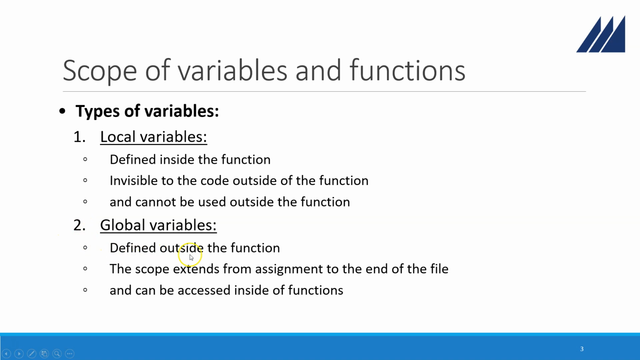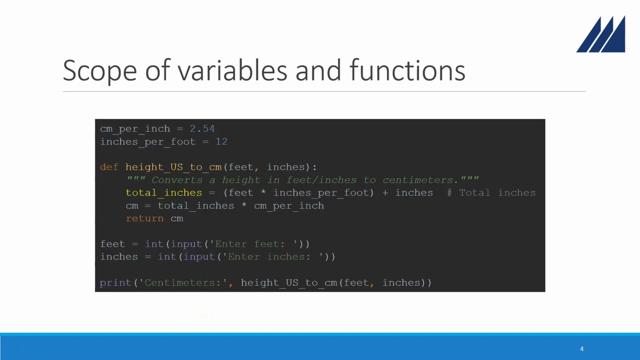Okay, and we have global variables. These are defined outside the function. The scope of this type of variable extends from the time you assign it in your program all the way to the end of the file. So they will be accessible and visible from the time you assign it until the end of the program. And also they can be accessed inside the function. Okay, and this is a very important thing here. We're going to see how we can modify stuff like that.